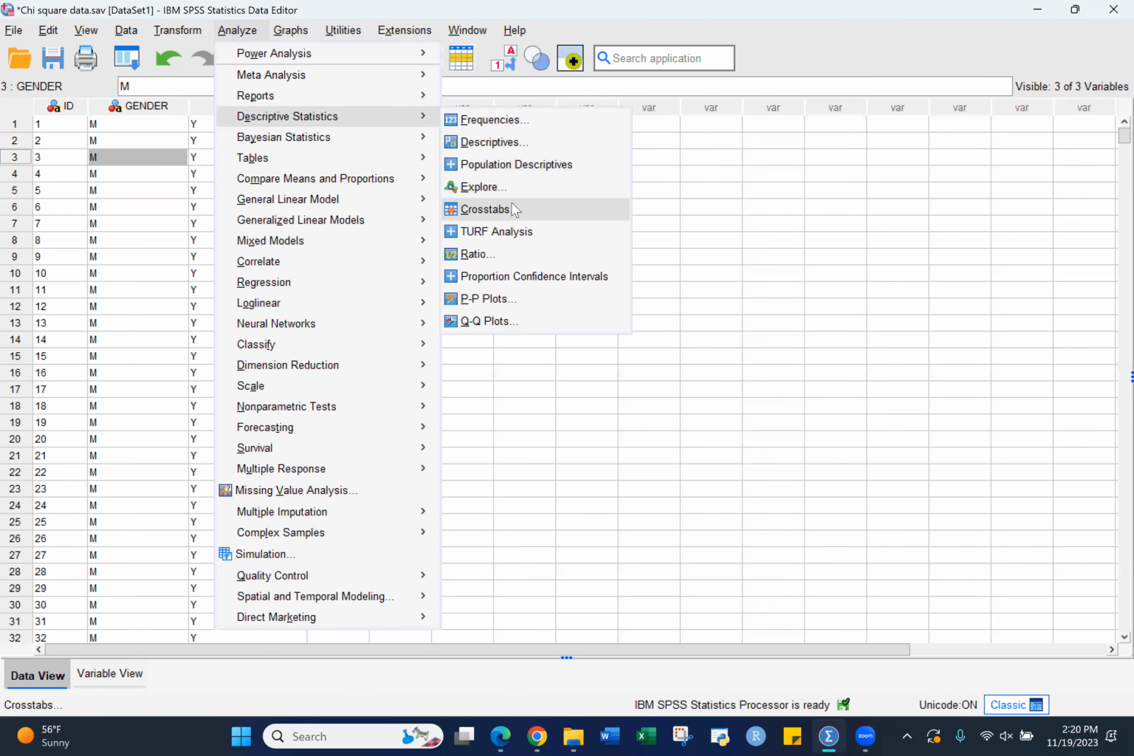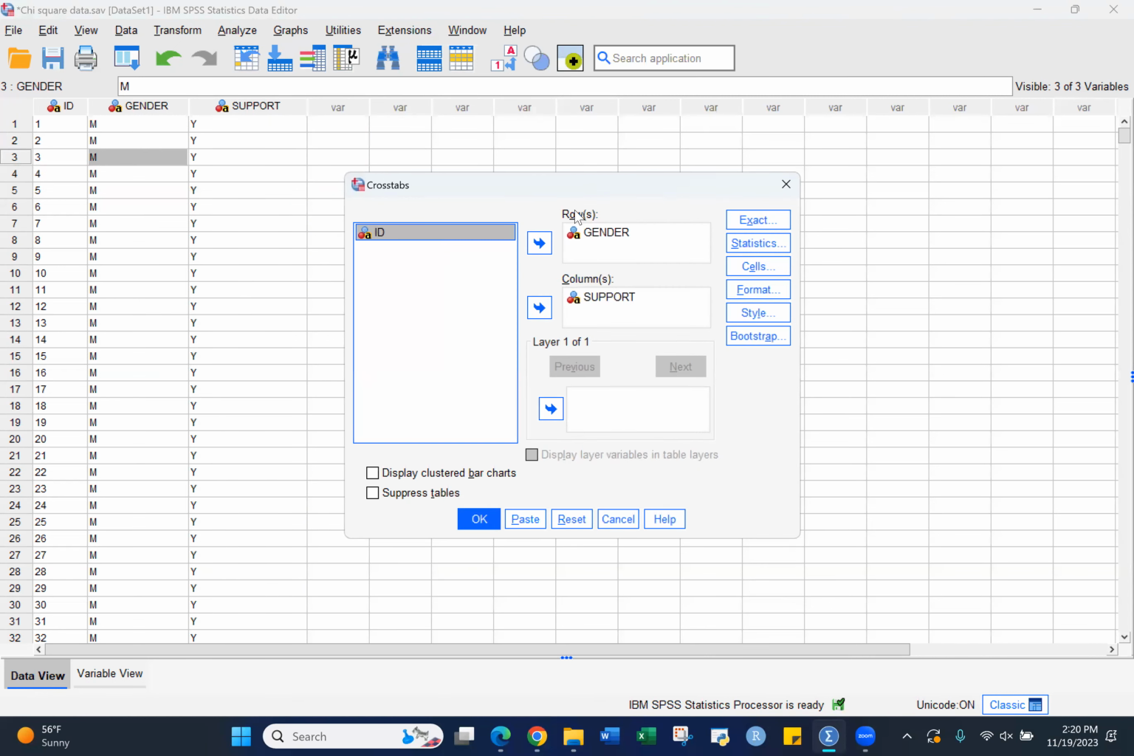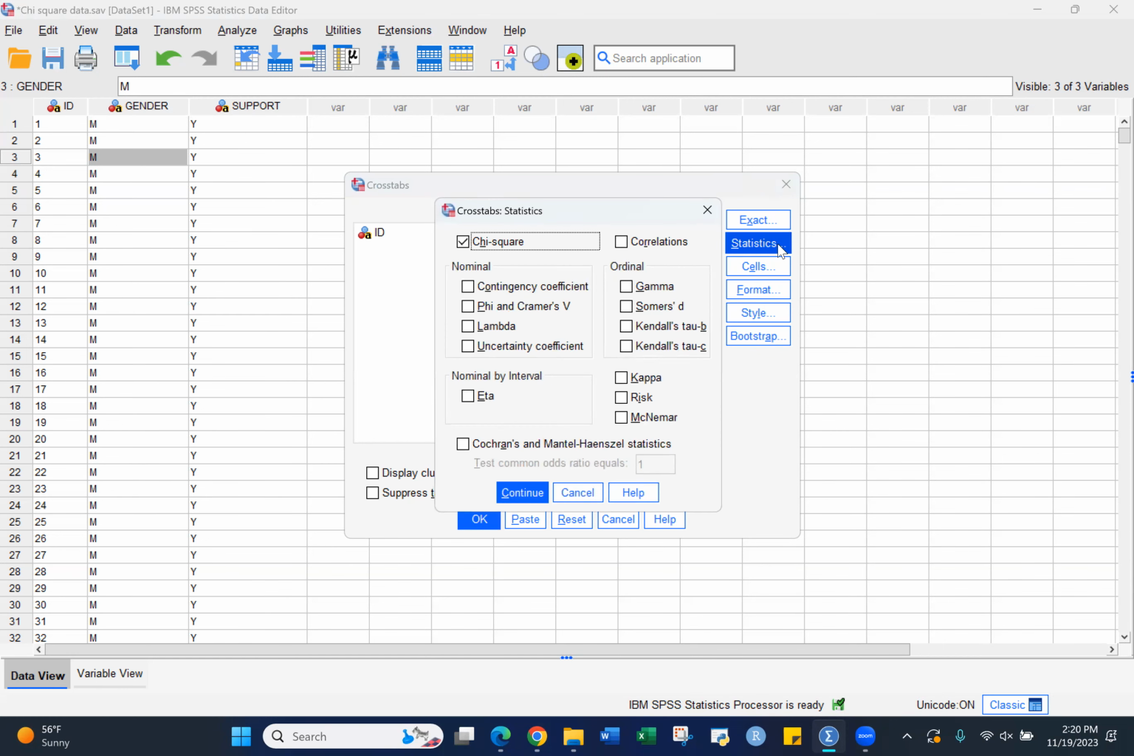And I'm going to be here in the crosstabs option. So again, Analyze, Descriptive Statistics, Crosstabs. And because I've already done it, let me remove all this. It doesn't matter which one you put into rows and columns, you get the same answer. But you need to put gender and support, right? Those are the two variables we're comparing. And then click on the statistics box and ask for the chi-square.